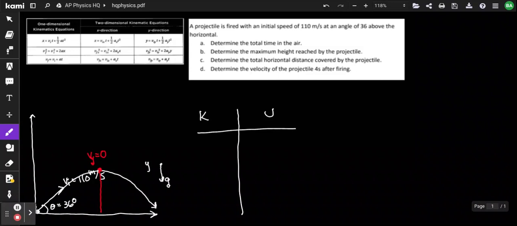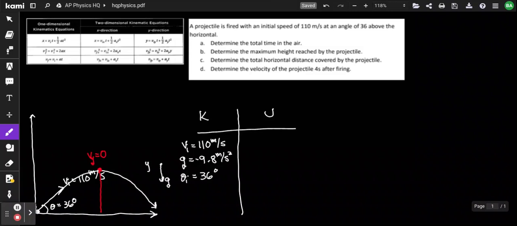So now let's list what we know. We know that our initial velocity is 110 meters per second. Our gravity is negative 9.8 meters per second squared, and that's because in this case we're considering up as positive and down as negative. And we also know that our theta initial is 36 degrees.